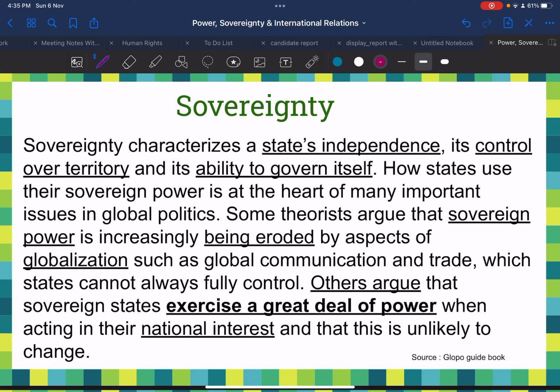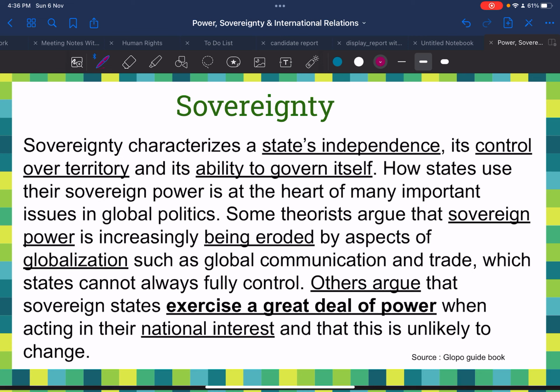When it comes to power, you talk about whether these countries are powerful or not. How powerful? You consider a lot of different factors. It can be political, economic, social. A lot of factors you take into consideration. Another thing that is the base of any country is sovereignty.